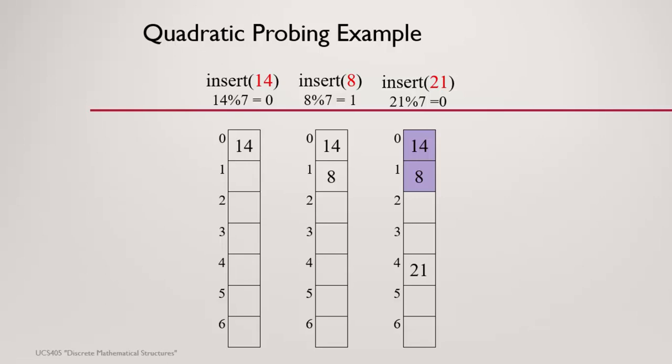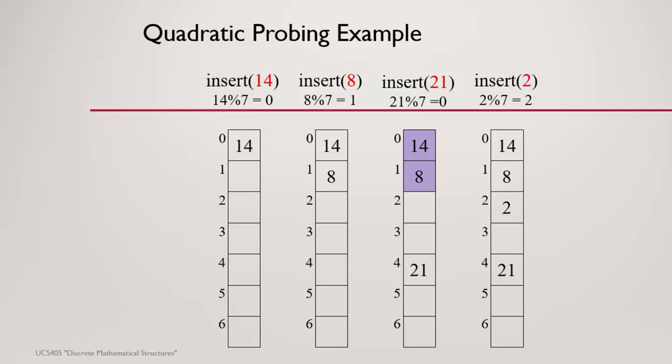Now we do 2 squared. This is the difference from linear probing. So (0 plus 2 squared) mod 7 is equal to 4. So 21 will be inserted at index 4. Similarly, we will insert the value 2.